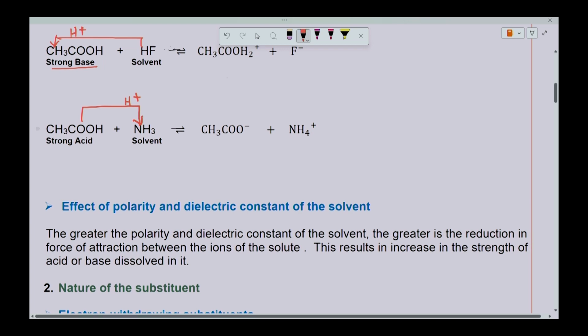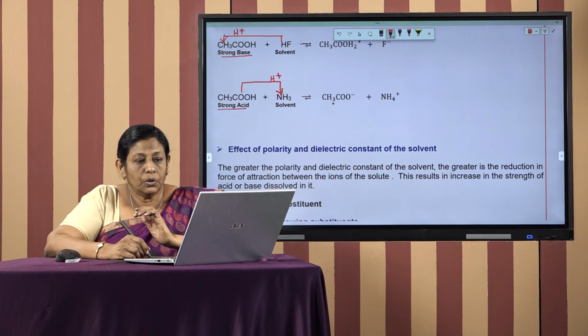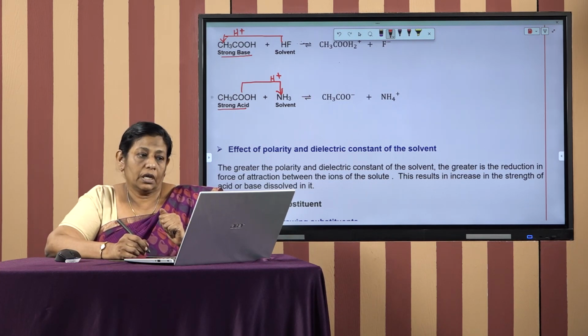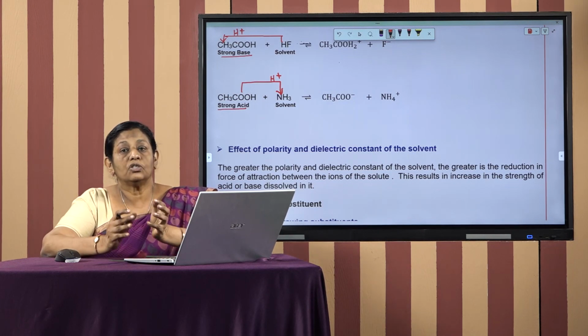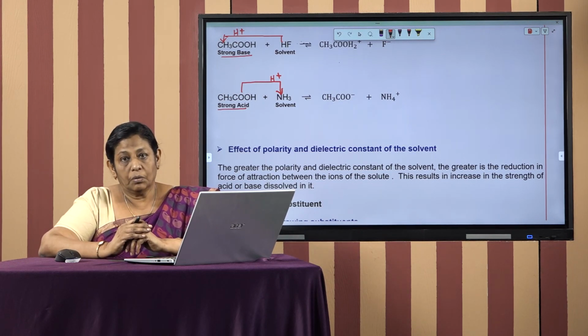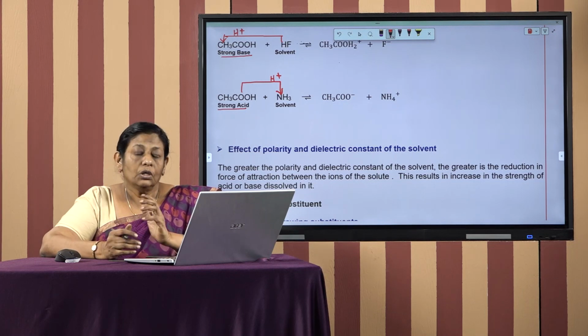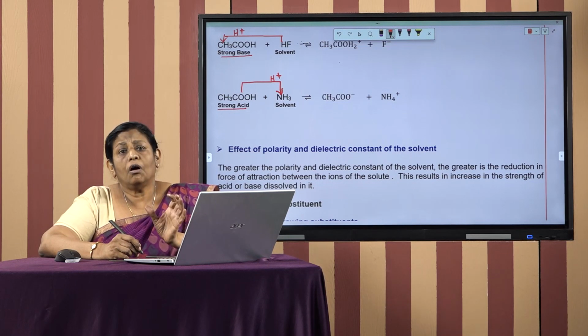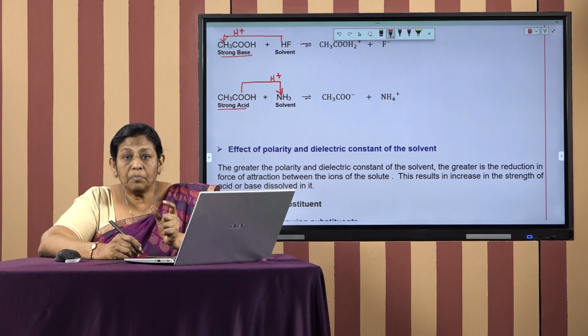Since it is easily donating, it will be a strong acid. It gets converted into acetate ion and ammonium ion. You can see the arrow is larger in the forward direction, and therefore acetic acid will be a strong acid in ammonia, because ammonia is ready to accept a proton. So from all these we can understand that the acidic or basic property depends upon the proton donating or accepting capability of the solvent.